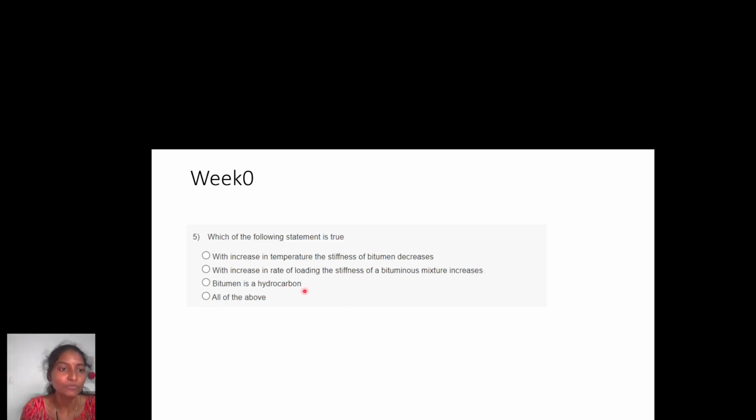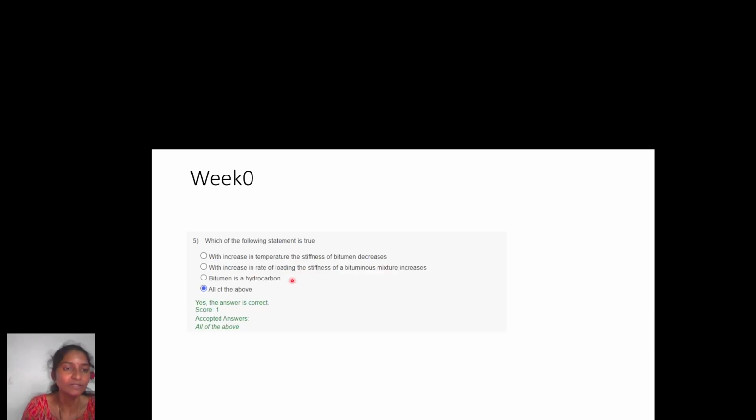And the third option is that bitumen is a hydrocarbon. So this also we already know. If we don't know, in the upcoming lectures, we will be discussing how we call this bitumen a hydrocarbon. So all these three options are actually correct.